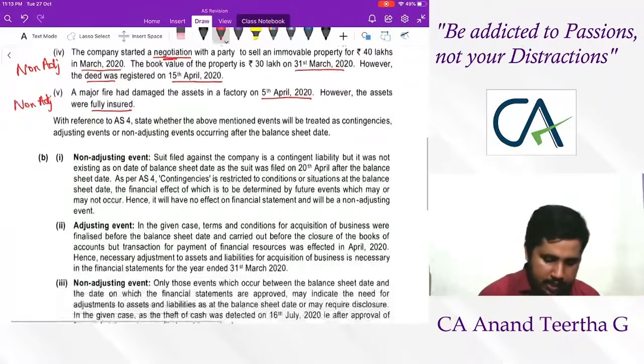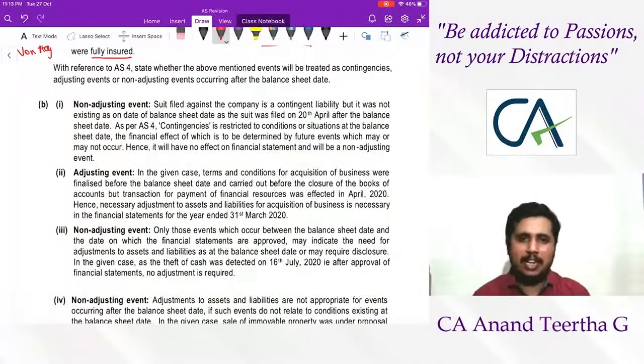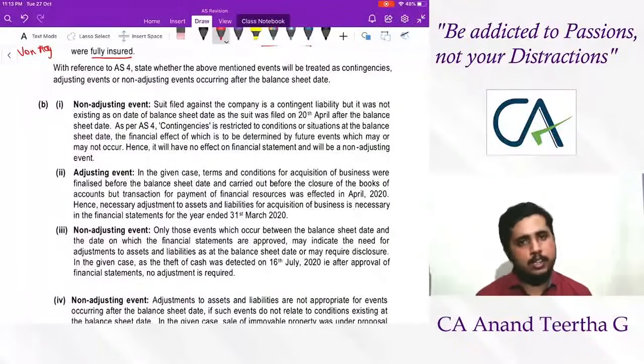Now if you could see there, answer number 1, it's a non-adjusting event. Suit against the company is a contingent liability. We have seen that. I'm going to share these notes with you. Just make sure that you see the description column. Over there, a PDF link is given to you. Open that link and download it. This material will be available to you. Okay, so I will just give the overall answer. You can read that answer specifically later.